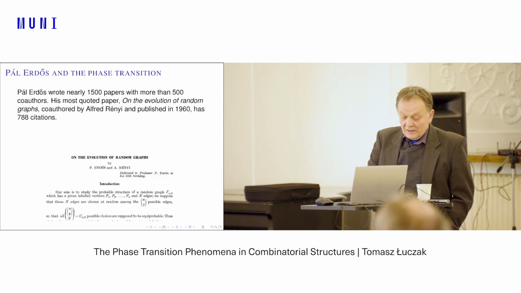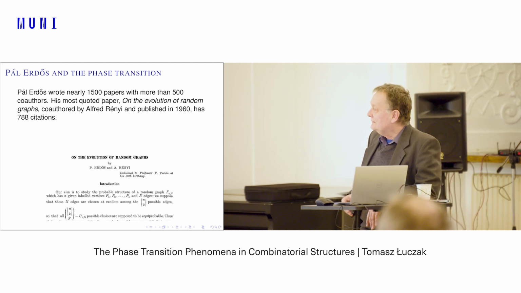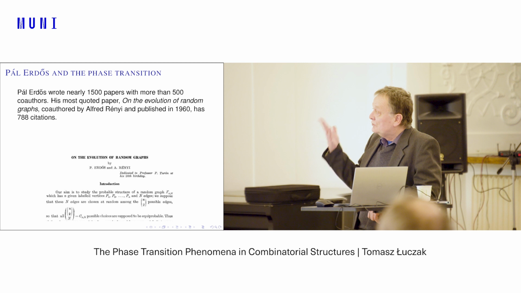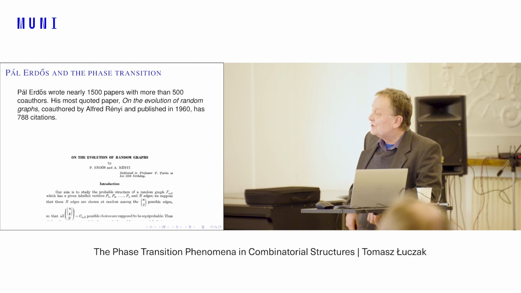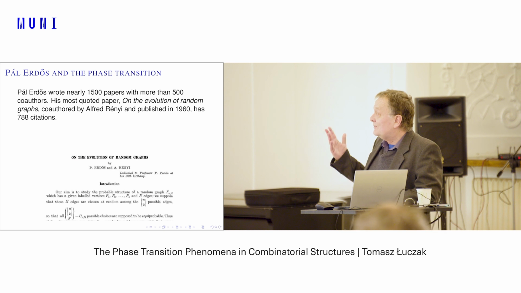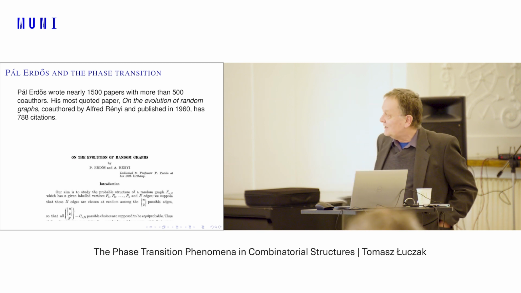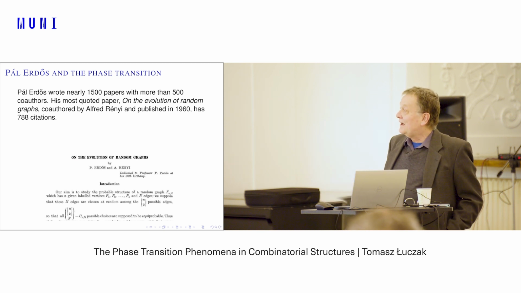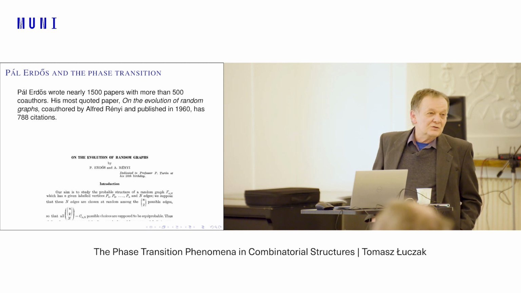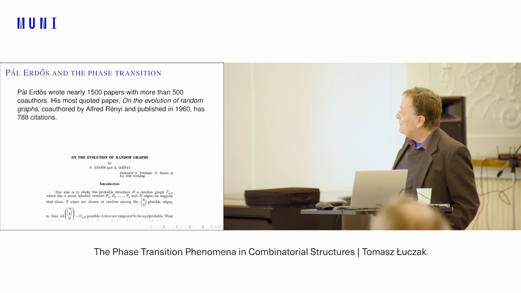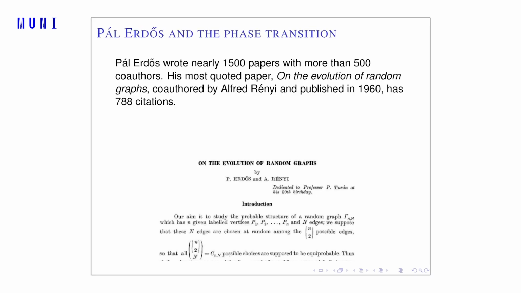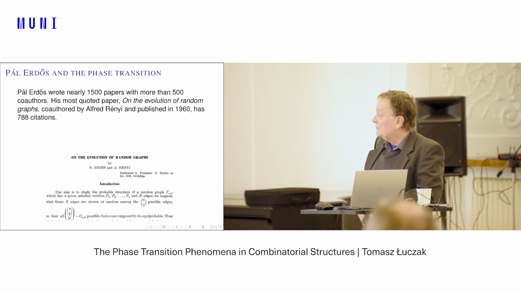Paul Erdős is, as I mentioned, probably the greatest combinatorialist of the 20th century. He wrote nearly 1,500 papers with more than 500 co-authors. But his most quoted paper is the paper with Alfréd Rényi on the evolution of random graphs. It was published in 1960, and it has, as you see, almost 800 citations. This is the beginning of this paper.